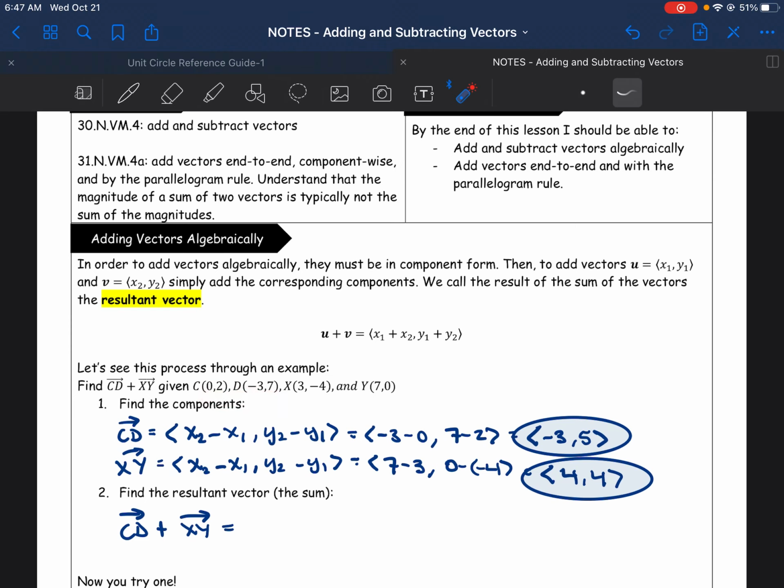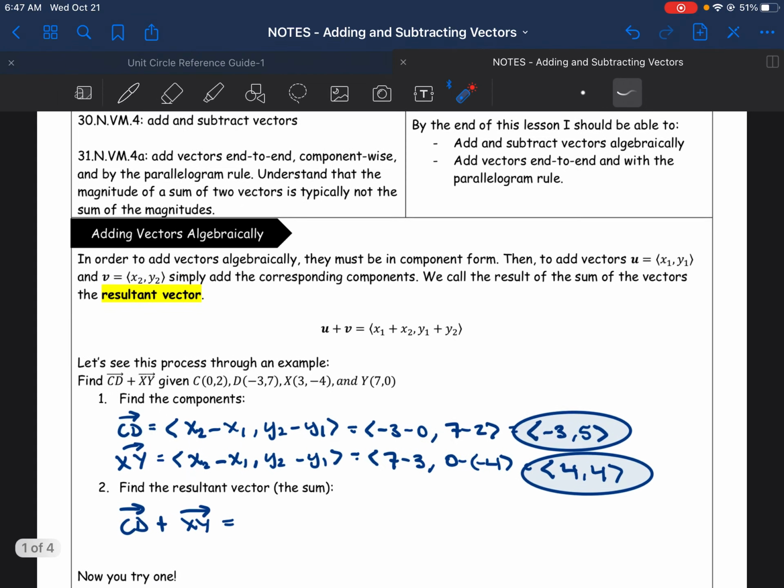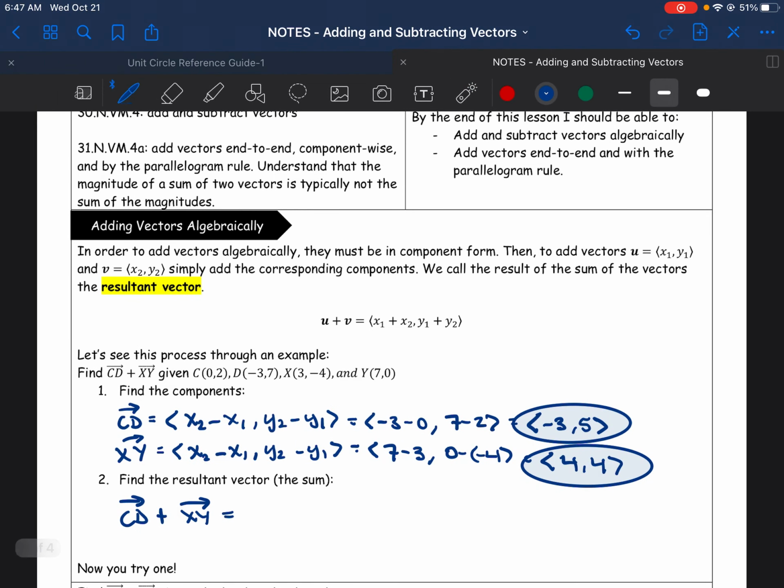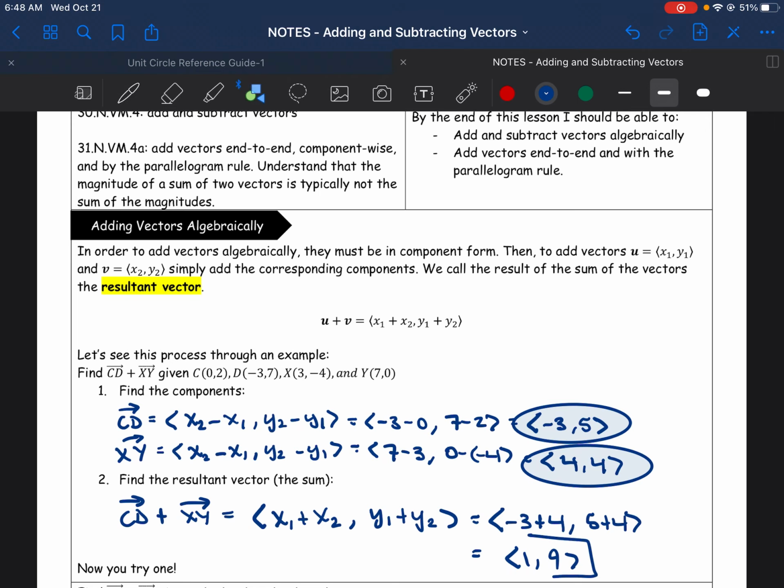Next, we're going to go ahead and add the vector CD and XY together. So we would say vector CD plus vector XY would be x1 plus x2, comma, y1 plus y2. So we're taking the vectors that we have, we're going to add their x values together. That would be negative 3 plus 4. And then the y1 plus y2 would be 5 plus 4. And this would give us 1, 9, the vector 1, 9. So this is our resultant vector, 1, 9, for vector CD plus vector XY.